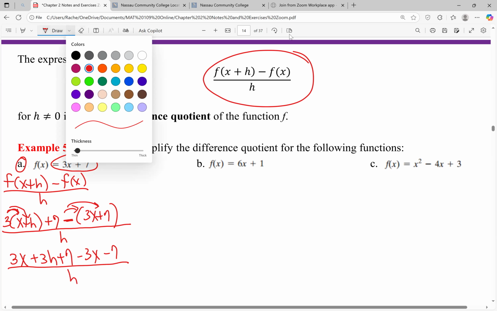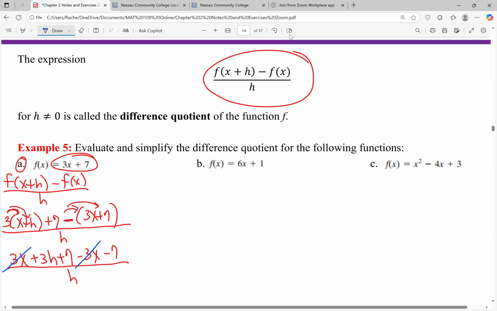This is much better. So now let's go through and combine like terms. So we have a 3x and a negative 3x, they add to 0. We have a 7 and a negative 7, they add to 0. And we're left with 3h over h. And then, of course, the h is reduced to 1, right? And my answer is 3. So my difference quotient for that function, 3x plus 7, is equal to 3.